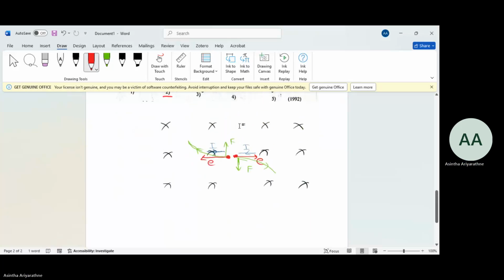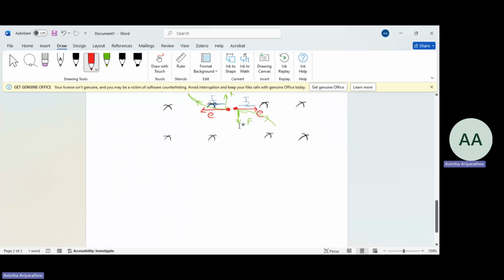Right. So here, although the electron is flowing towards right, don't take the current as flowing towards right. Always the current is opposite to the direction of the electron flow. That is, current flow is opposite to the flow of electrons.